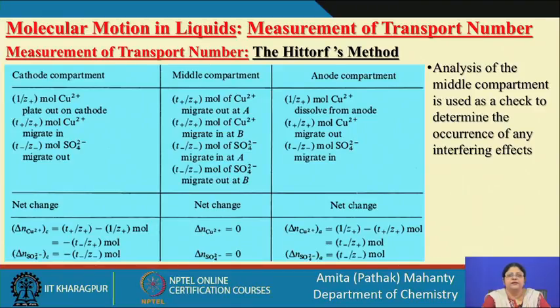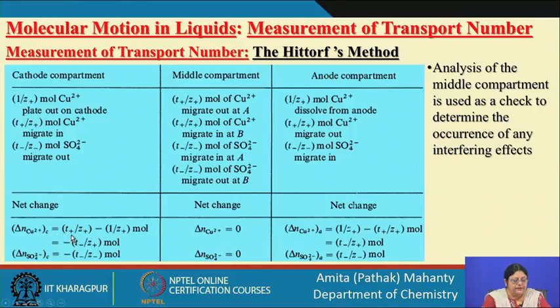If there is an interference effect, obviously you will not get the correct amount of the charge which you are expecting, because interference can be accumulation of ions or some other form of problems in the migration. So, now let us see the changes in the moles of the copper ion at the cathode. Okay. So, what we have?